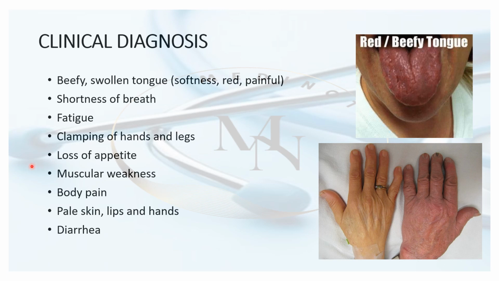And then we'll be having shortness of breath. The patient would have fatigue, which is a basic characteristic of an anemic patient. Then we would have the clamping of hands and legs, and loss of appetite. The patient would show muscular weakness, body pain, pale skin, lips and hands, and also sometimes cases of diarrhea.